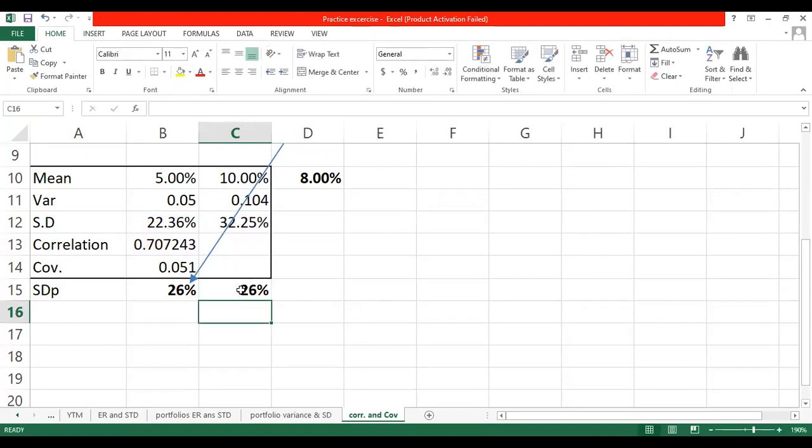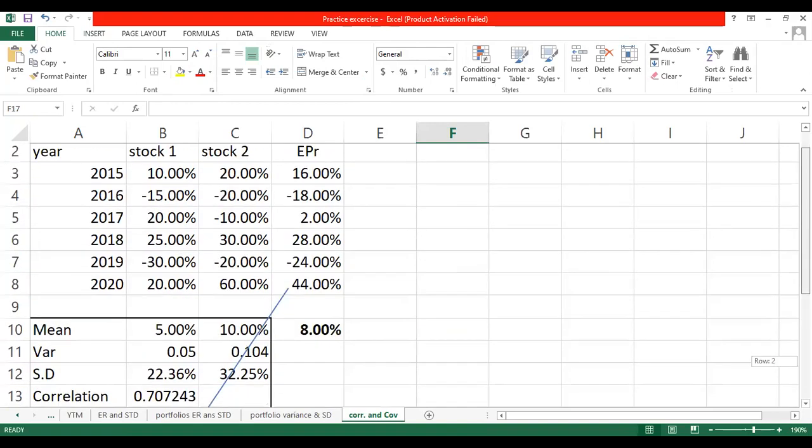Yes, this is all about our today's lecture, how to apply correlation, covariance, a portfolio standard deviation and all that. Yes, is there any question, please?